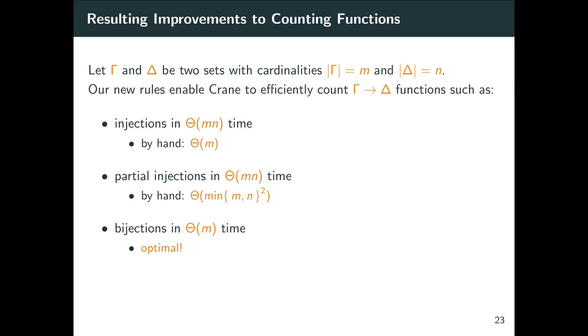Now, if we look at programs or ways of counting these functions that are suggested on, for example, the Online Encyclopedia of Integer Sequences, in some cases there are obvious efficient solutions. For injections, we can say that the optimal solution is linear, but quadratic time is still an improvement over previous work. With partial injections, the presumably optimal time is a bit more complicated, but closer to what we get. And by the way, the two solutions for injections and partial injections are exactly the same, except for the base cases. And for bijections, we're able to do them in linear time, which is optimal.